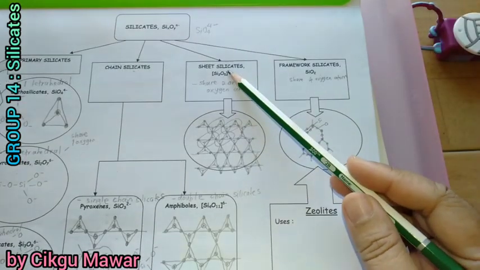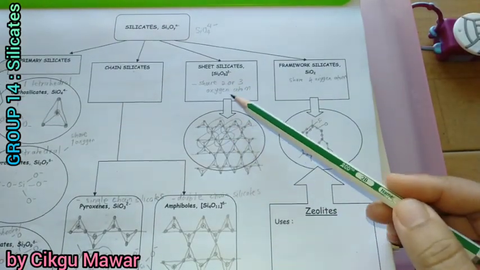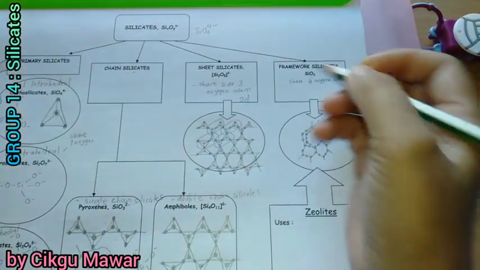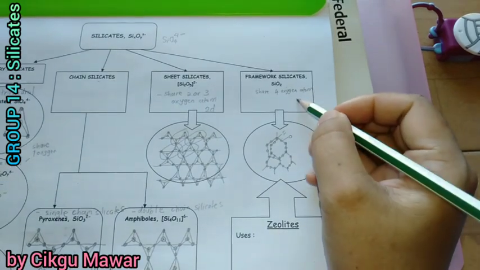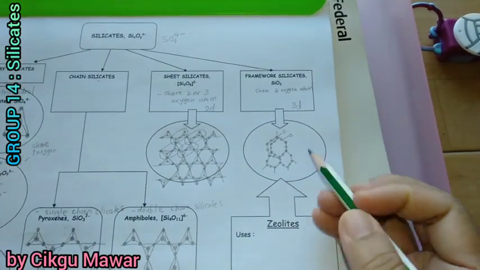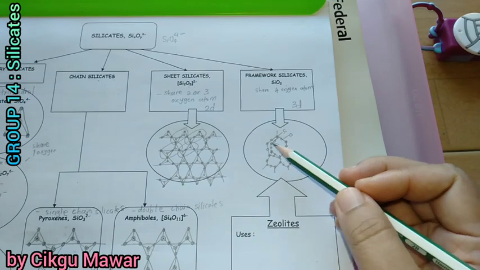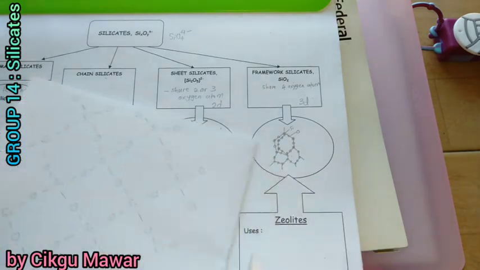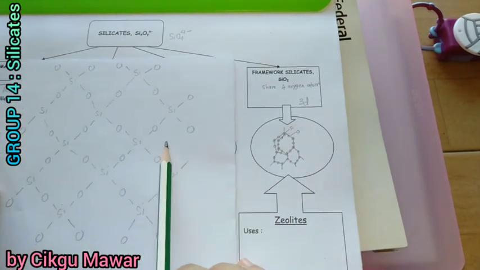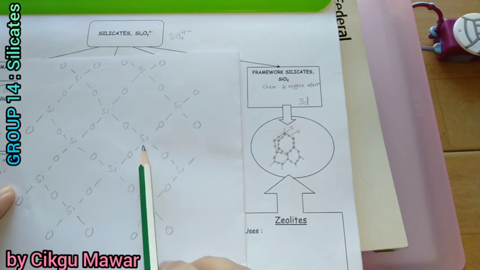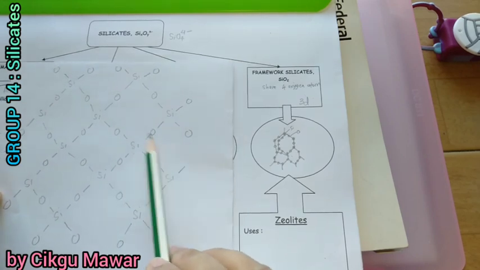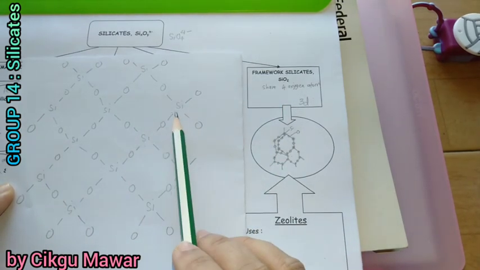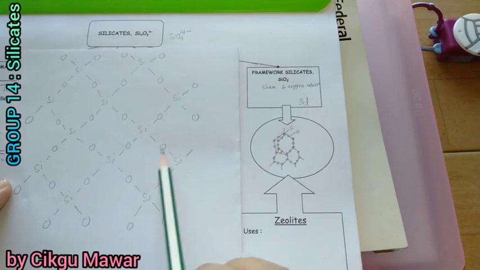So what is the difference between sheet silicate and framework silicate? Sheet silicate is in a 2D form, while framework is in a 3D form. From the framework silicate that we already drew earlier, this is the diagram in 3D, and this is the structure of framework silicates, which is Si consisting of 4 O, and the 4 oxygen atoms are being shared. So this is the framework silicate.